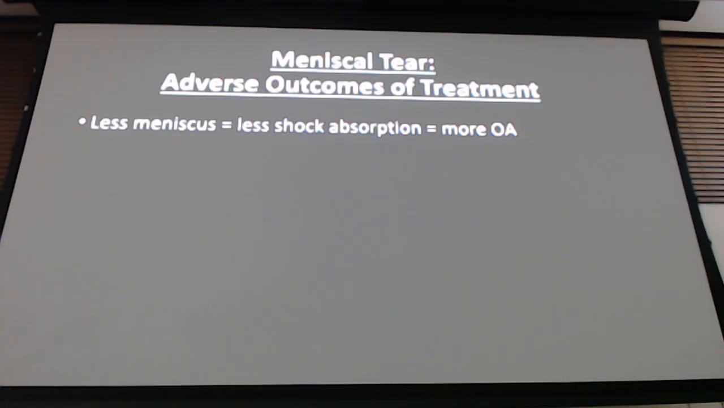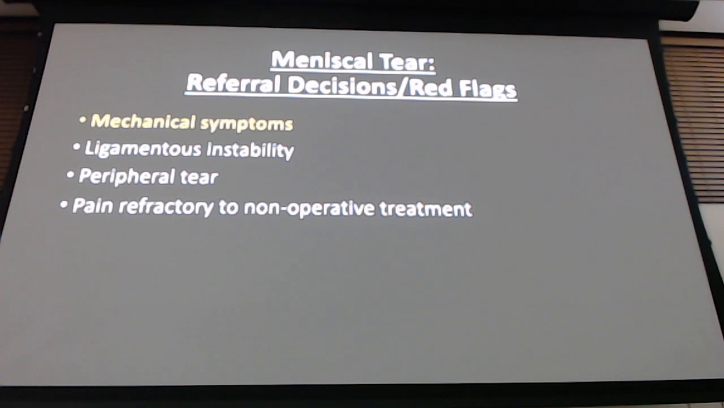So less meniscus equals less shock absorption equals more OA. That's your adverse outcome of disease. Okay? So talking about red flags, there it is again for the 500th time if you haven't caught on to mechanical symptoms yet. Right? Ligamentous instability, that's when we're talking about ACL, PCL, LCL, MCL, right? 4 ligaments, 2 of them are intra-articular, 2 of them are extra-articular. Okay? Peripheral tears, yes. We could potentially do something about that. Okay? Especially if it's caught early, right? Where your meniscus will try to scar in over time. Yeah, so getting to them sooner is better, especially in older or younger patients.